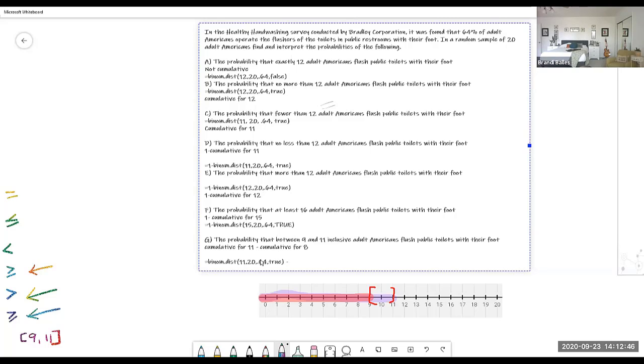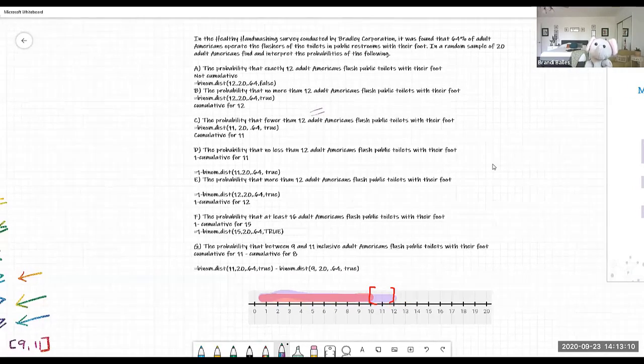Okay, minus all the red stuff. Same thing, binom dot dist. Okay, 9, and then 20, and then 0.64, and then true. We did it, we did all the homework problems. We're done. Oh, that doesn't light up anymore.